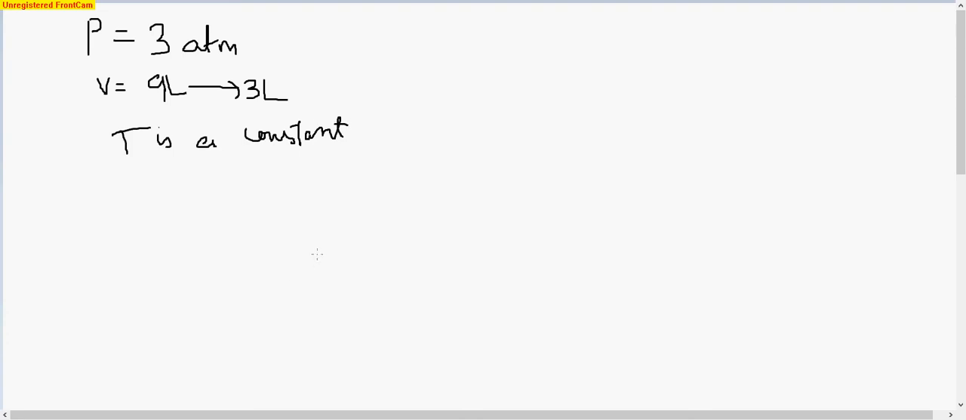Okay, so we should actually find the change in pressure. We should find the difference in pressure. Difference in pressure. That's the question.